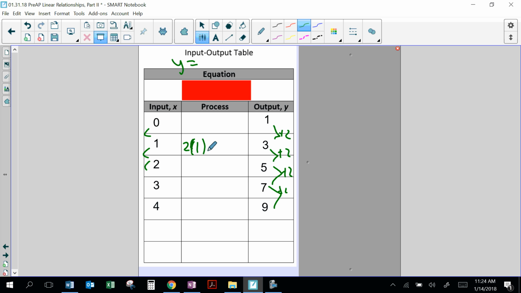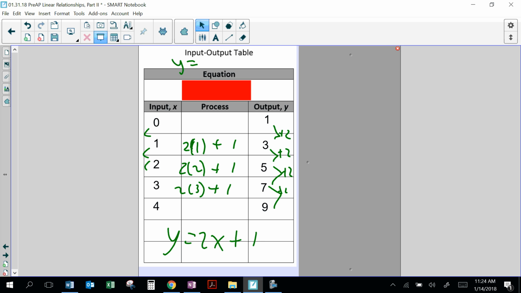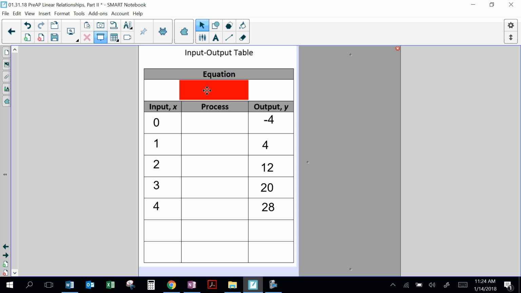So 2 times 1 is 2. Then what do I need to add to that to get 3? Plus 1 more. Doesn't really work. Let's see. The rate of change is 2 for every input. So the input is 2, that's 4, plus 1 more. The input is 3, that's 6, plus 1 more. So y equals 2x plus 1. Let's see if that is correct. Yes.